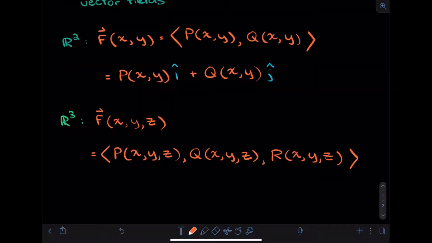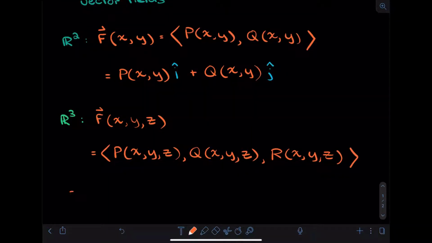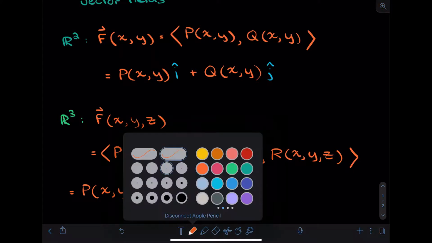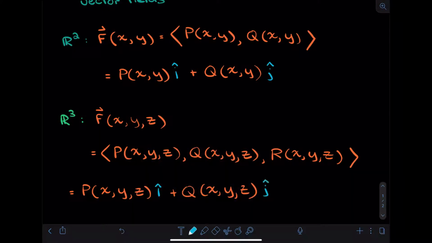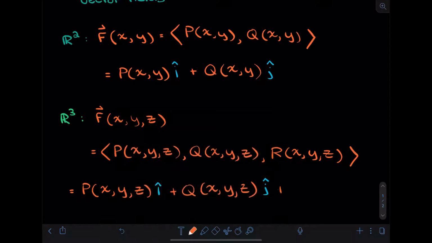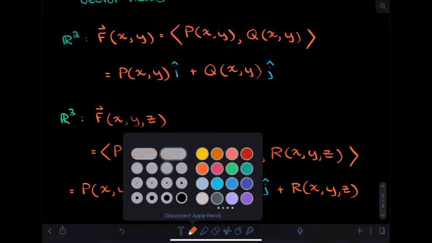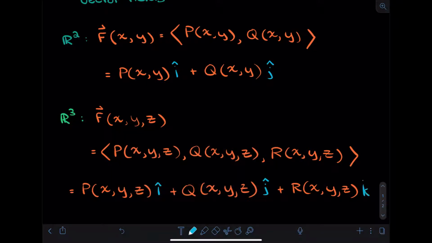So there's the difference with R2 and R3, and of course I can just write here to make the point clear. This is also equal to just saying the function P with the unit vector i, adding to that the function Q, and that would be in the unit vector j direction, and finally we have the final direction, R, in the k direction, in the unit vector k. And so that's the general form for vector fields in both R2 and R3.